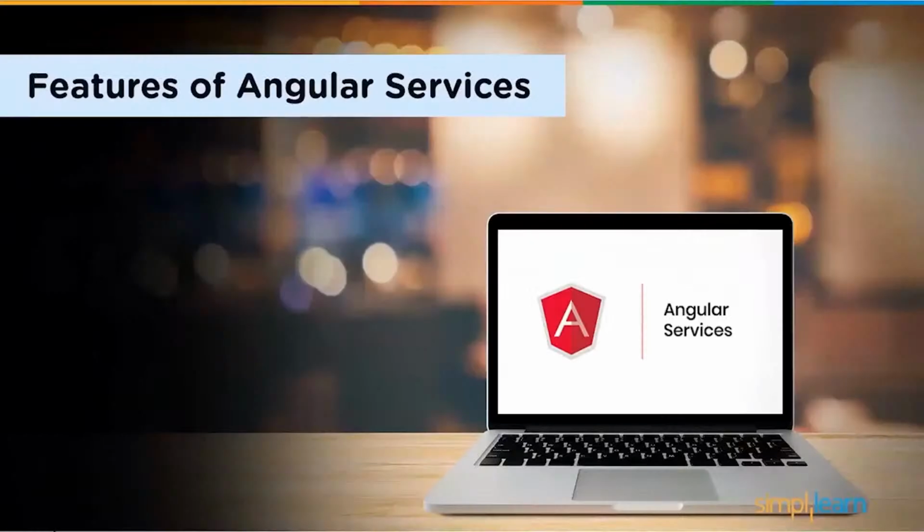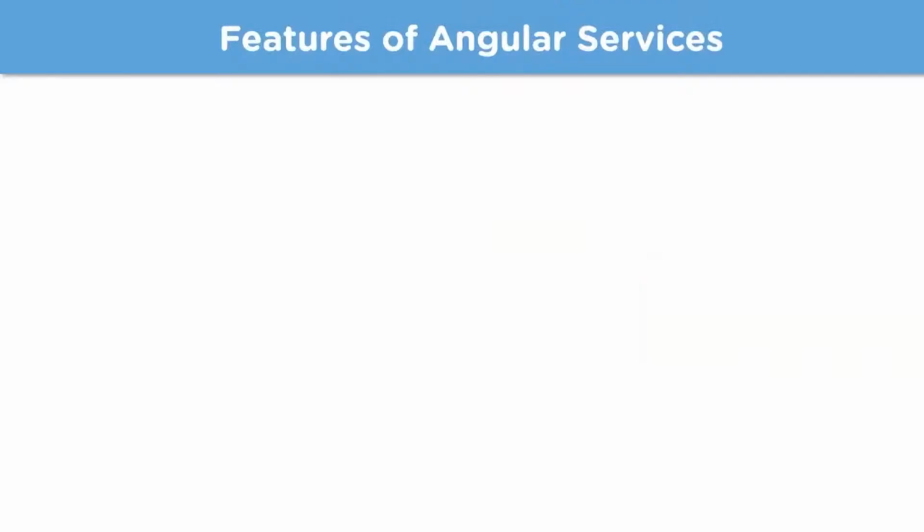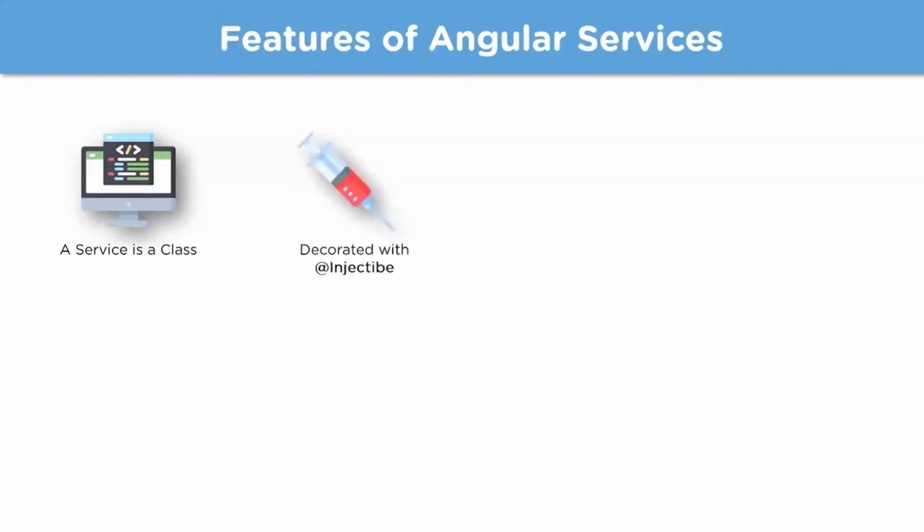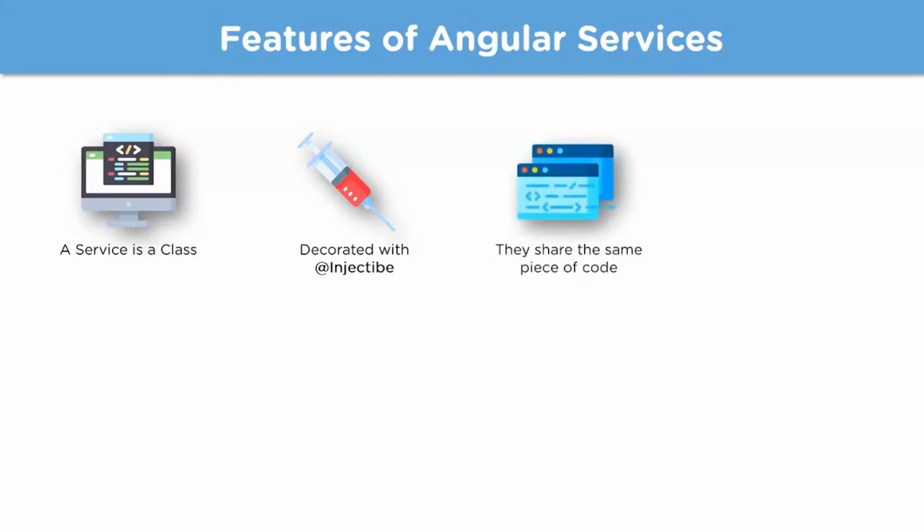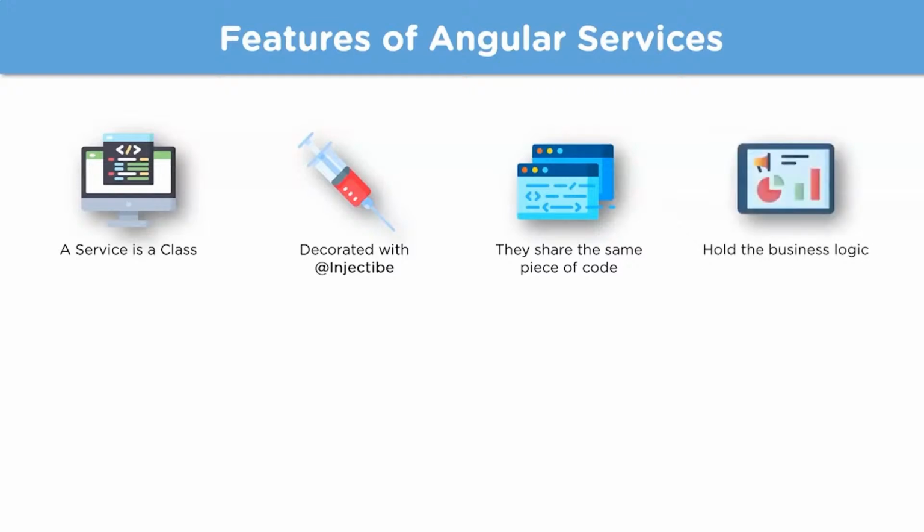So now let's talk about a few features of Angular services. Now typically an Angular service is simply a TypeScript class with an @Injectable decorator. This decorator tells Angular that the class is a service and can be injected into components that need that service. Now they can be used to share the same piece of code. They can also inject other services as dependencies.